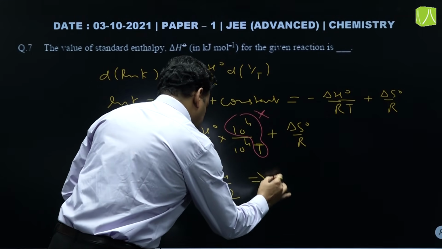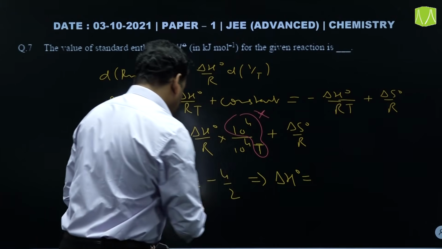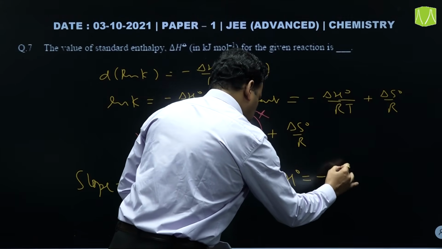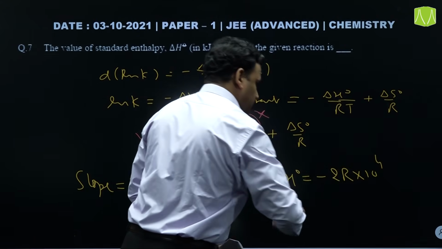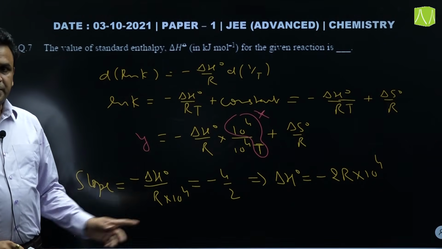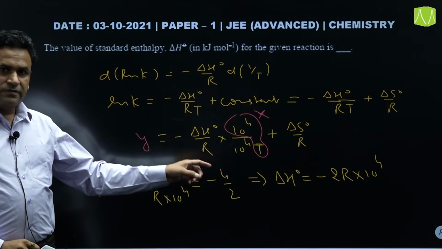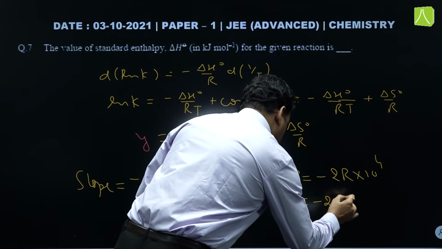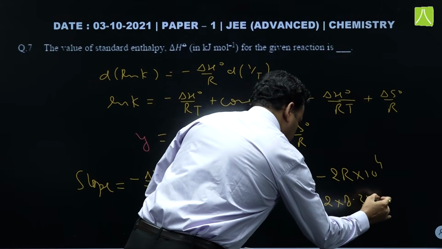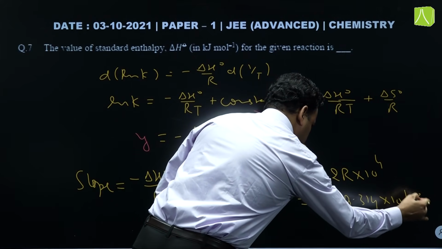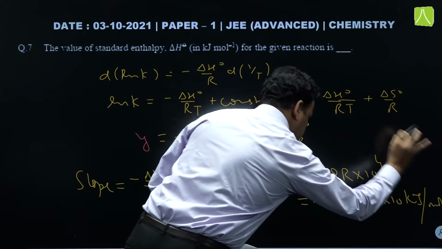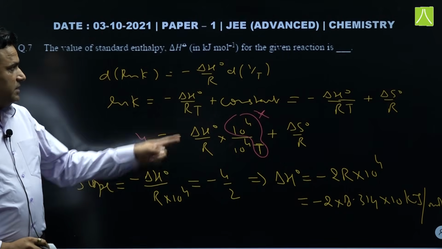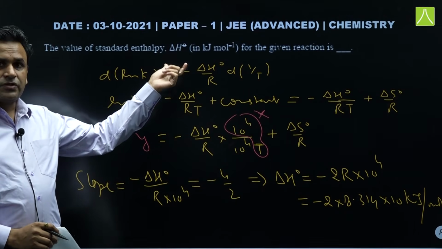So, we can calculate delta H naught of the reaction to be equal to minus 2 R into 10 raised to power 4. We can substitute the value of R to calculate the value of delta H naught. So, this is equal to minus 2 into 8.314 into 10 kilojoule per mole. So, this is going to be the correct answer for delta H naught of the reaction.